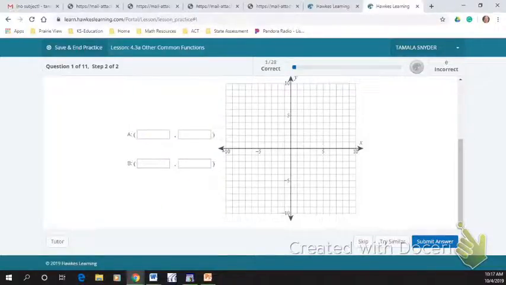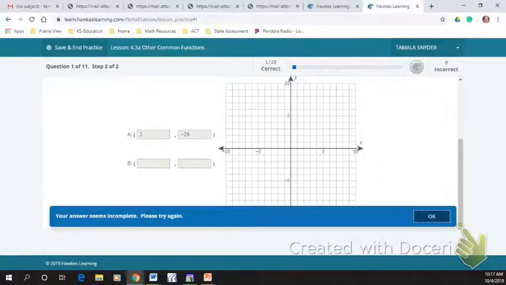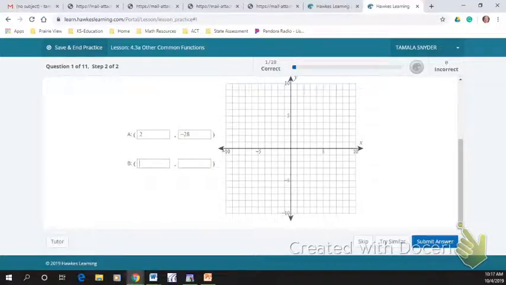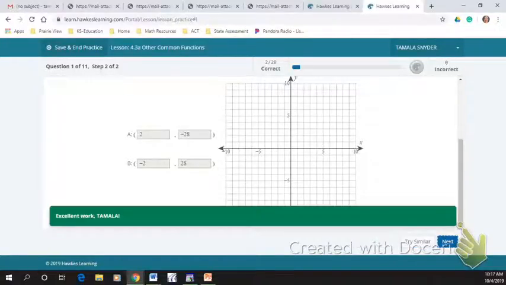So if I plug in the 2, will it let me plug in a -28? What's it say? Oh, that's because I don't have the other point in there. -2 and positive 28, right? Oh, it liked it. Good.